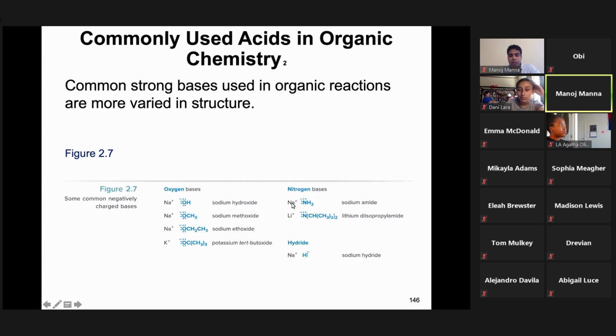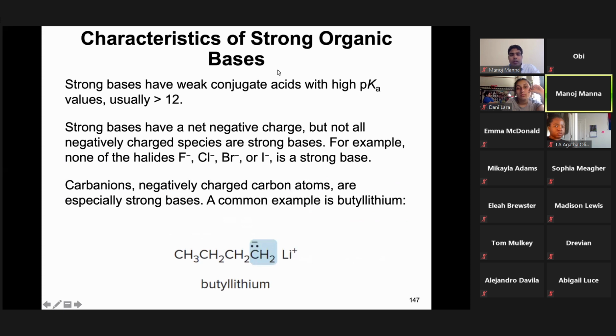Or nitrogen-containing bases: here sodium amide, NH2 minus, and also lithium diisopropylamide. We have to remember these examples of bases. And also hydride: sodium hydride, H minus, acts as a base. So these are common examples of bases. Here in the example, butyl lithium.